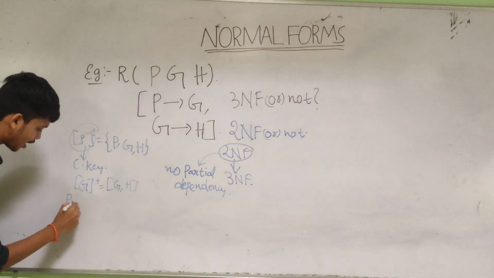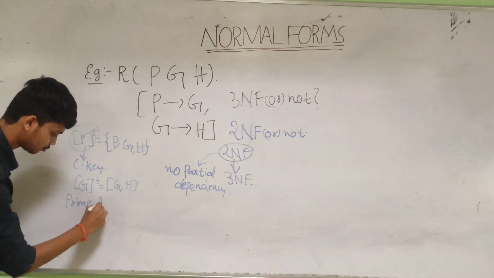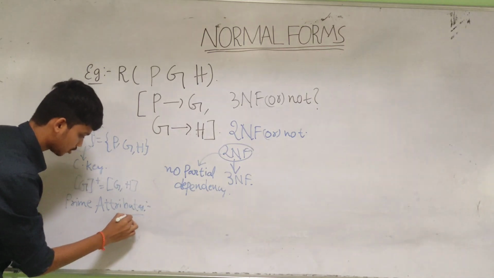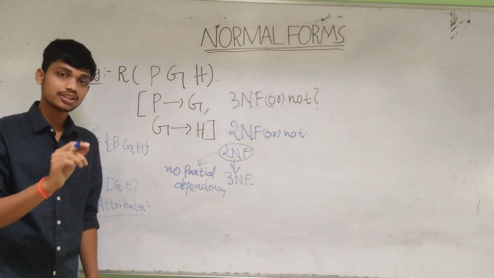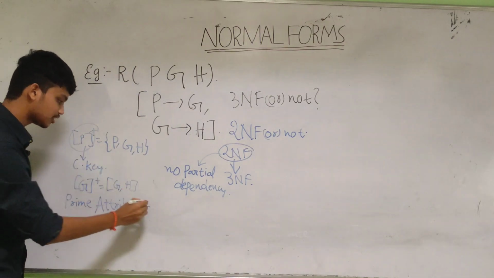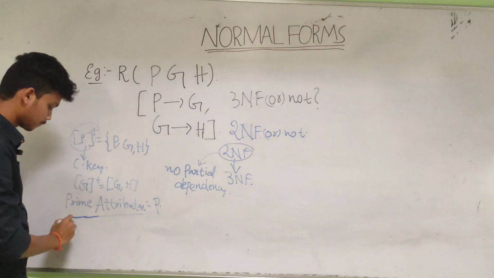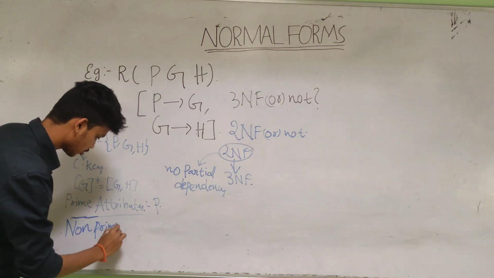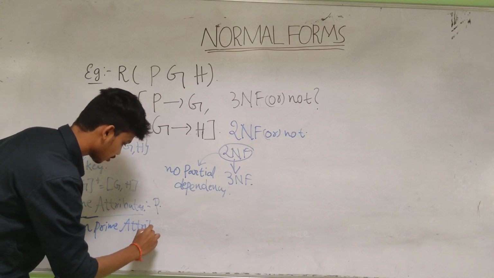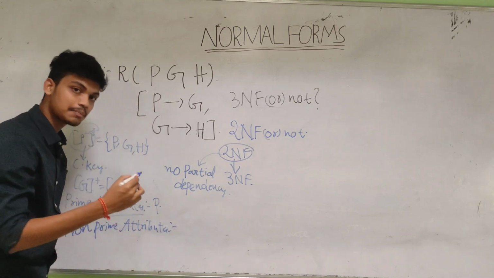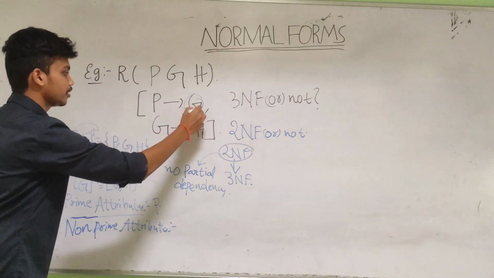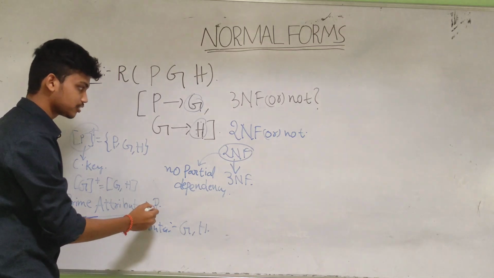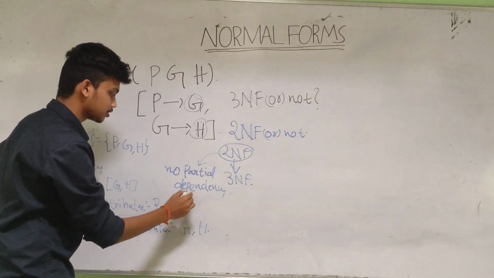So the prime attributes are the attributes which are present in any of the candidate keys. So here P is the prime attribute. Non-prime attributes are the attributes other than P. What are the attributes other than P? G, H are non-prime attributes. So if you find any functional dependency which is a partial dependency, then it's not in 2NF.